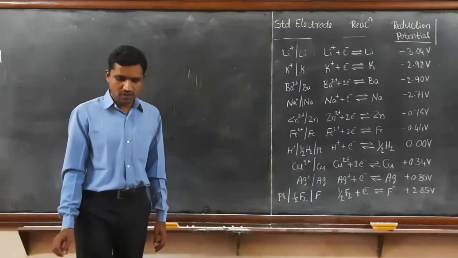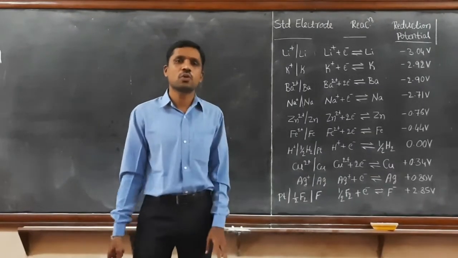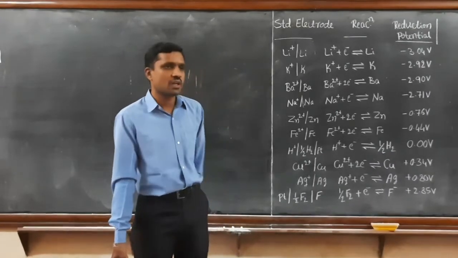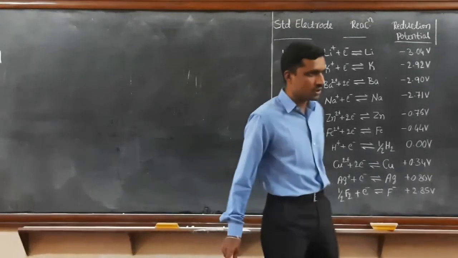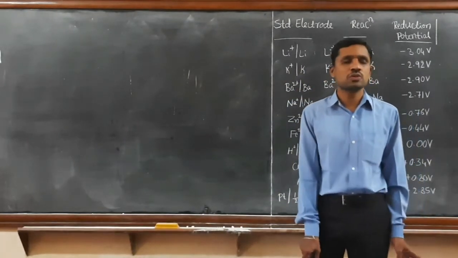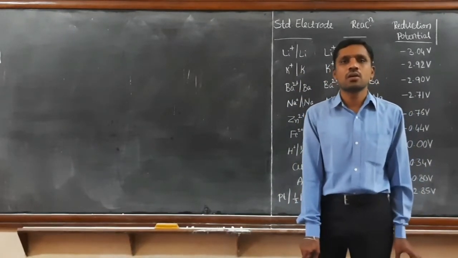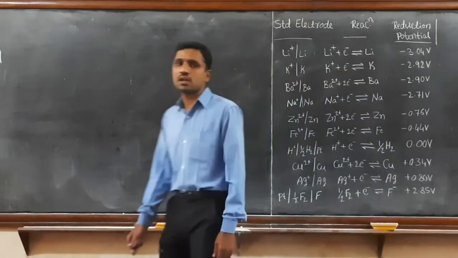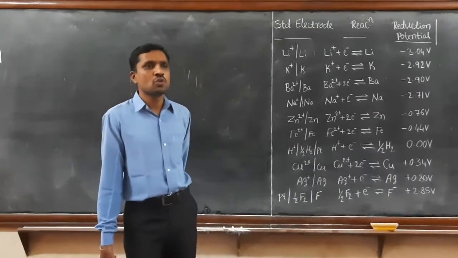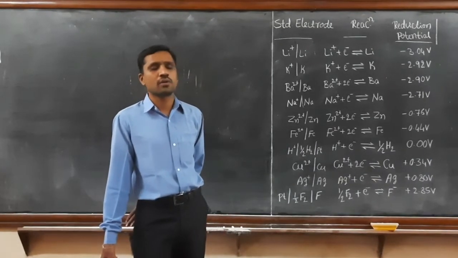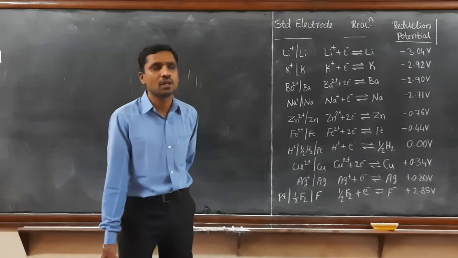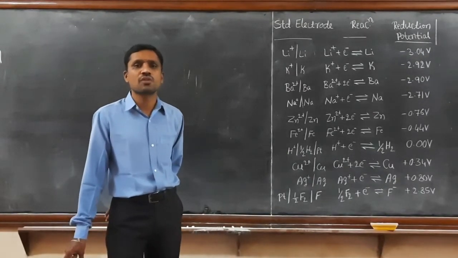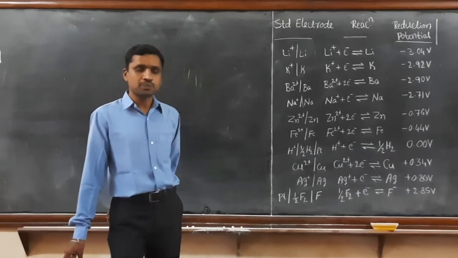So in the last class we discussed the standard hydrogen electrode and its limitations. You can use the standard hydrogen electrode as a reference electrode. The standard reduction potential of the standard hydrogen electrode is taken as 0. By comparing the standard hydrogen electrode with other electrodes, you can determine the reduction potential of the other electrode, because the standard reduction potential of the hydrogen electrode is 0, right?